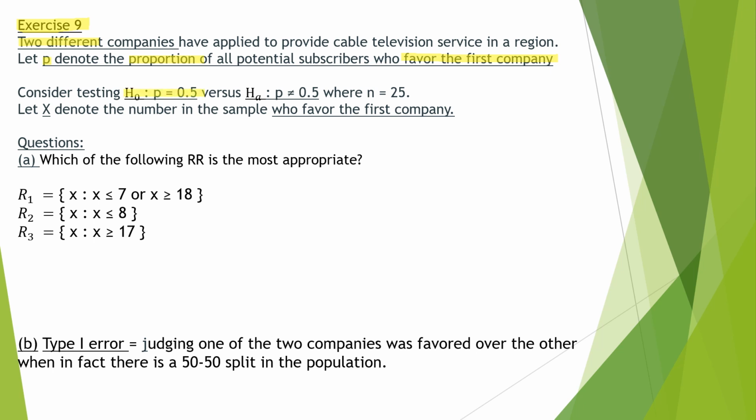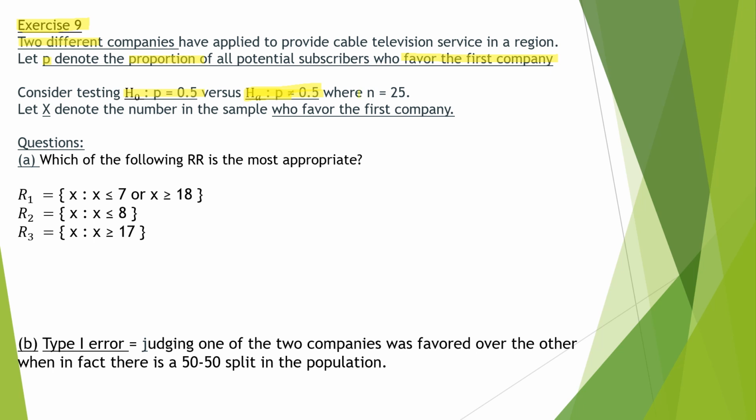So 50% favors the first company. And then the alternative is given as P is not equal to 0.5, which is that 50% does not favor. So our null hypothesis is that 50% favors. The alternative actually means that it's not 50%, so it could be maybe 40% or 80%.